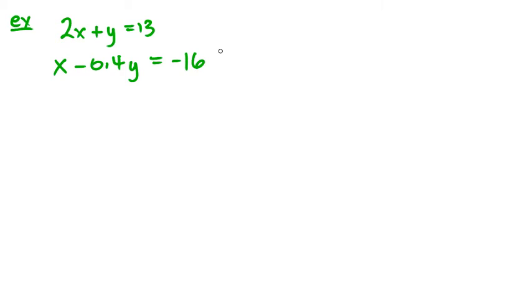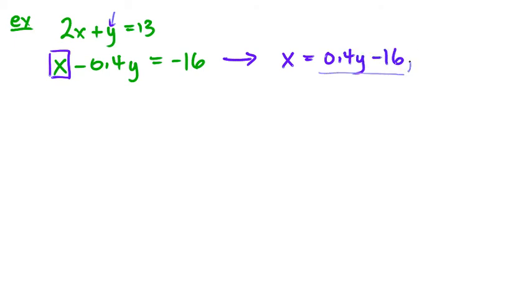So again, the steps: choose one of the variables in one of the equations to solve for. I'll solve for this x, just because I get to choose one. My next best choice might be to solve for this y. So this equation will be x equals, I'll add 0.4y to both sides, so I get 0.4y - 16. And then I'm going to substitute that part into the x value of the other equation.